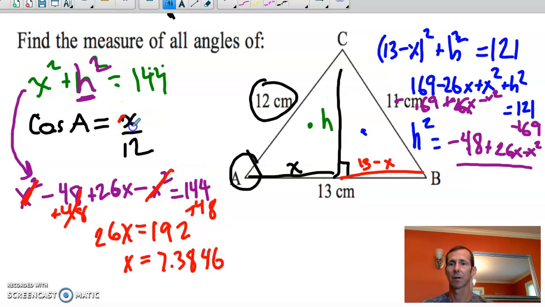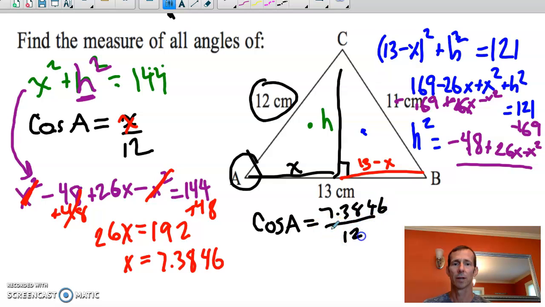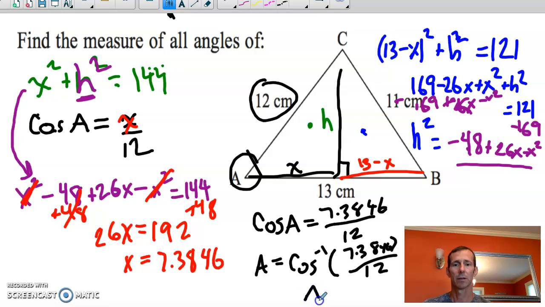7.3846. And now I know what x is, so I can come back to this equation right here, and I can say to myself, well, cosine of a has to equal 7.3846, etc., over 12. Now I can figure out a by doing an inverse cosine and typing this right into my calculator, and a would be right about 52 degrees. And so there we go, boom, figured it out.